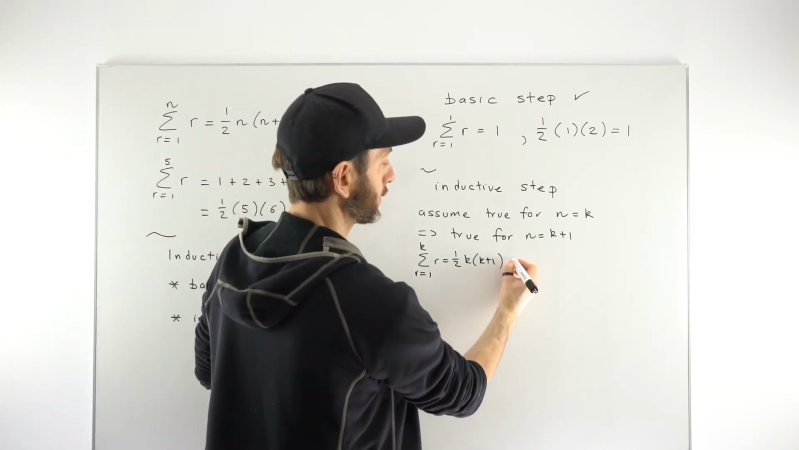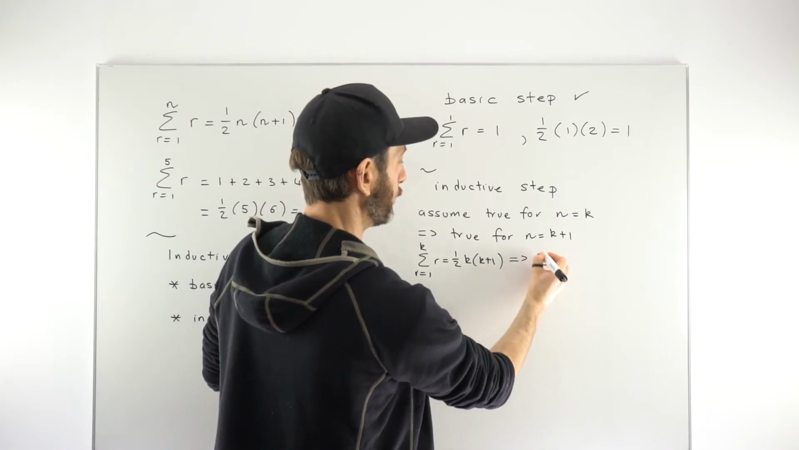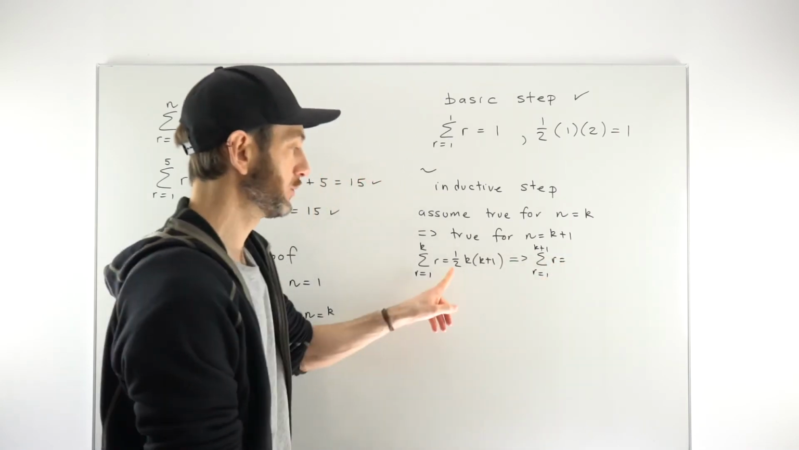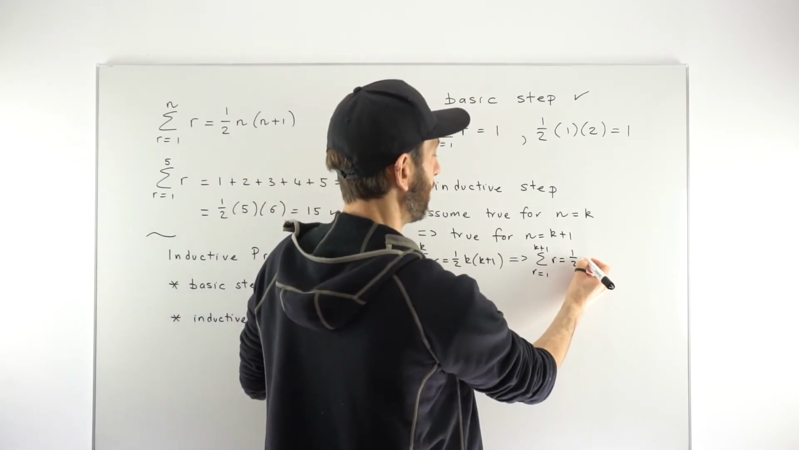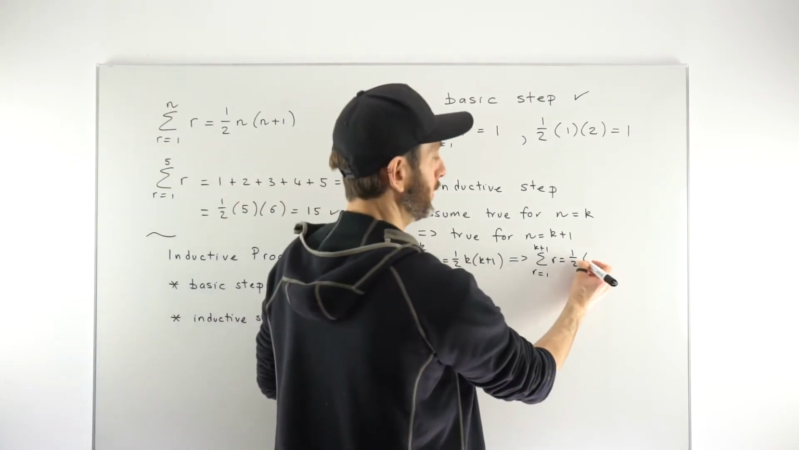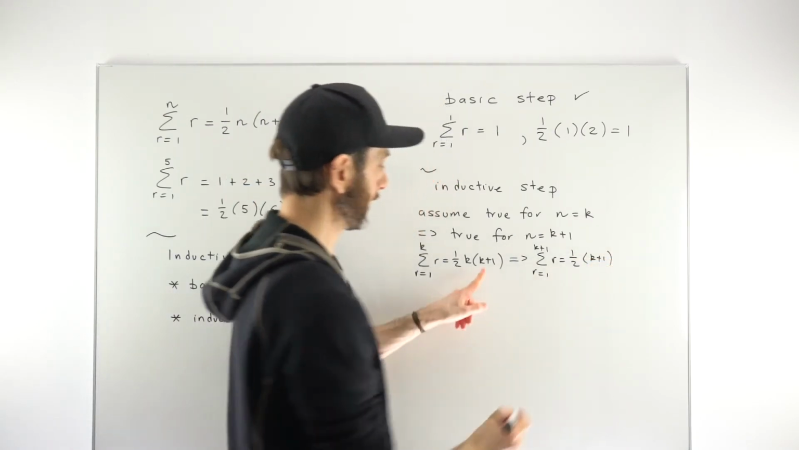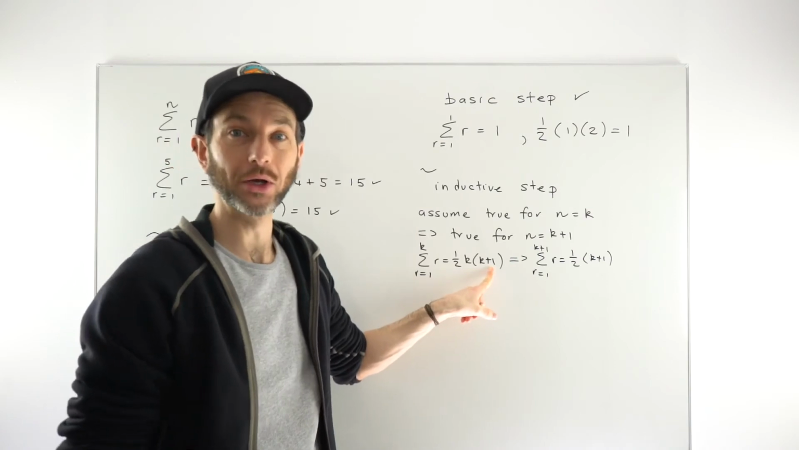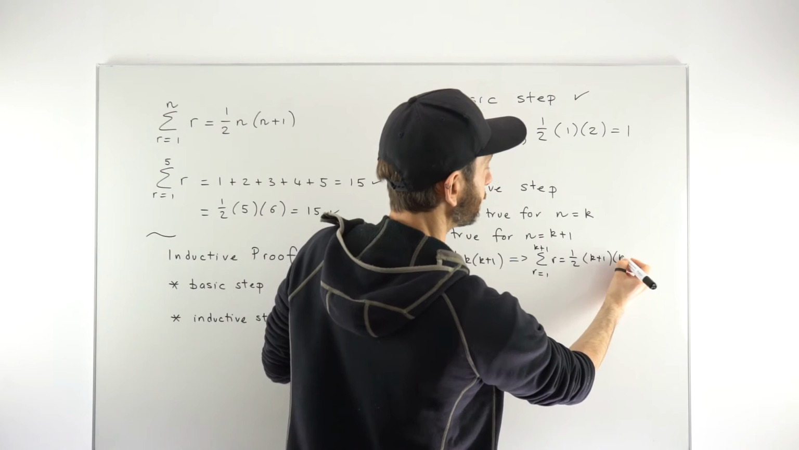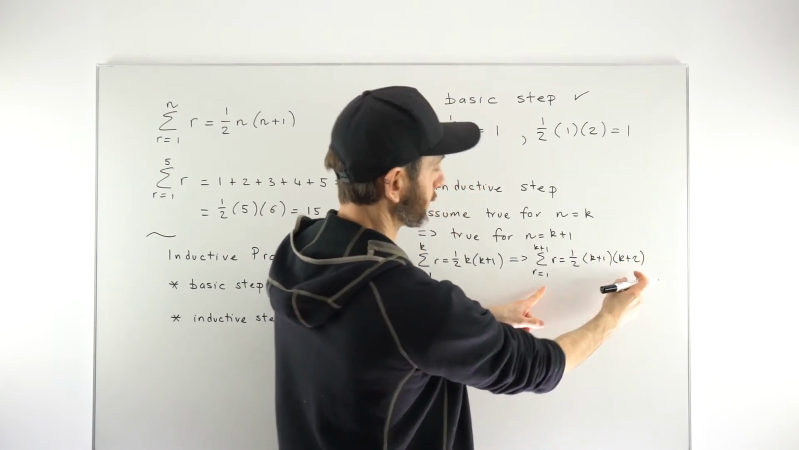We're going to use this, and then hopefully that will imply that the sum from r equals 1 to not k this time, but k plus 1 of r is going to equal 1/2, and then replacing the k's in here with k plus 1. So we're changing this k to a k plus 1, which gives us 1/2 times k plus 1. Changing the next one to a k plus 1 would mean the inside of that bracket becomes k plus 1 plus 1, which is k plus 2. So in other words, this here is really what we're trying to prove in the inductive step.